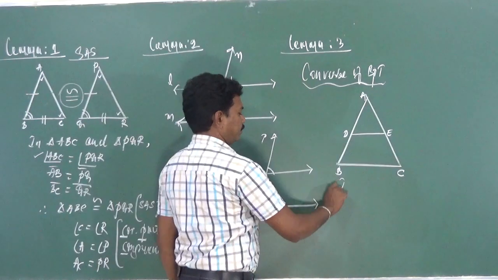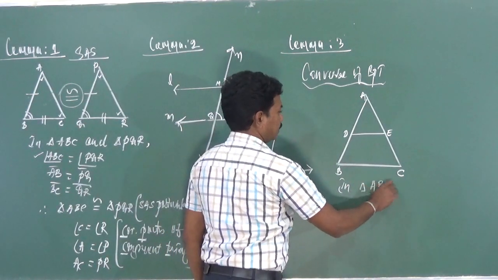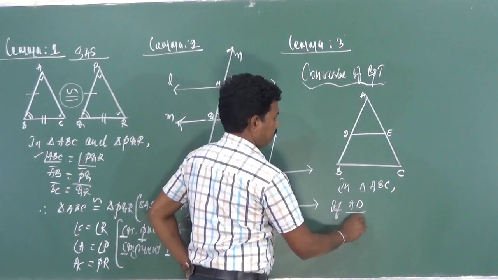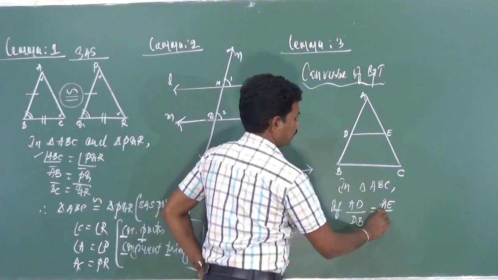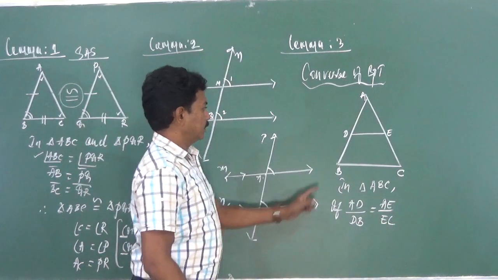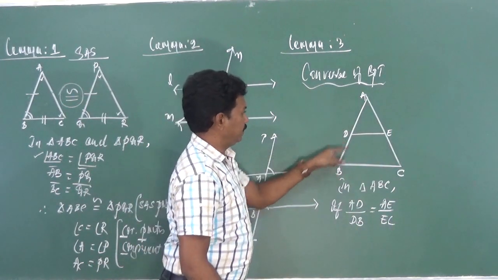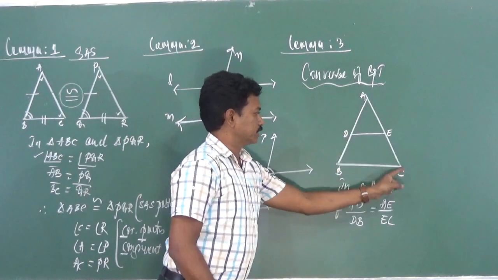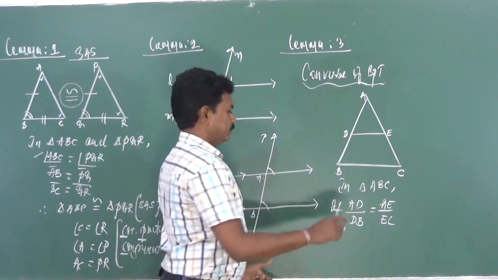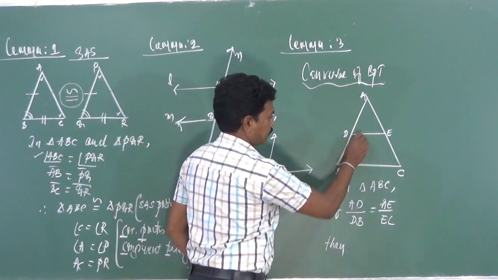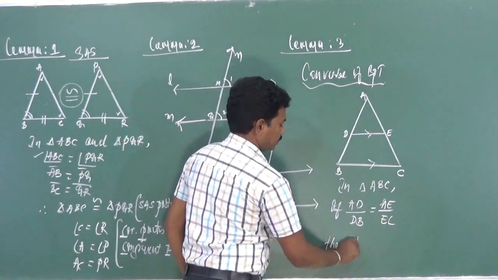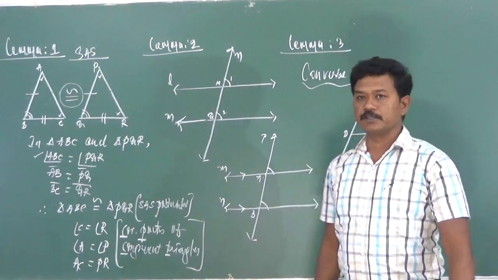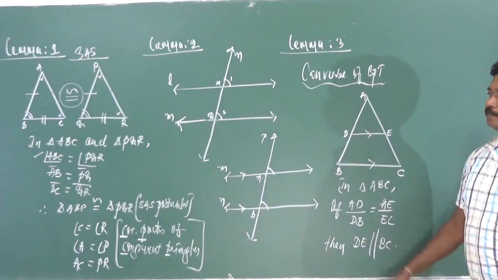proportionately. So in triangle ABC, AD by DB is equal to AE by EC. That means the line DE is dividing the two sides of the triangle proportionately. Then it is parallel to the third side. That is, DE becomes parallel to the third side, DE parallel to BC. So this is the converse of Thales' theorem, or BPT.